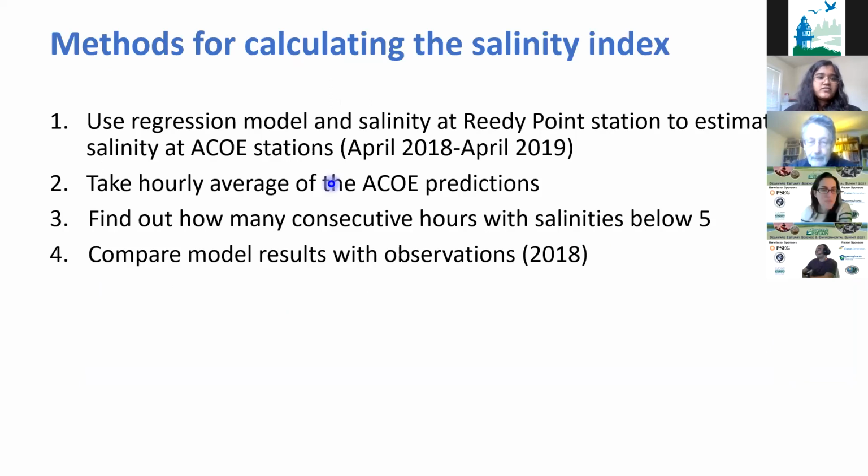So the method for doing that was to use the regression model and salinity at Reedy to estimate salinity at Army station from April 2018 to April 2019, then take the hourly average of Army predictions, and then find out how many consecutive hours the salinity was below 5, and then compare the model result with observation.